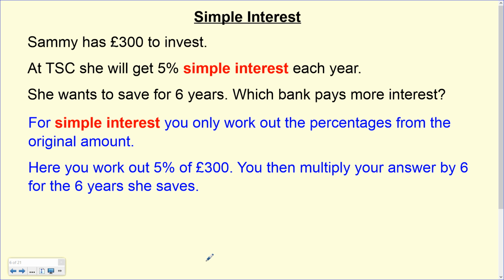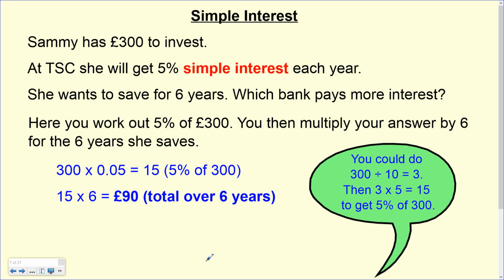So if you're doing those calculations, 300 times 0.05 says each year she gets £15 in interest, which is 5% of 300. Times that by 6 gives you £90, which is the total over 6 years. So here at TSC, she'll get £90 worth of interest.